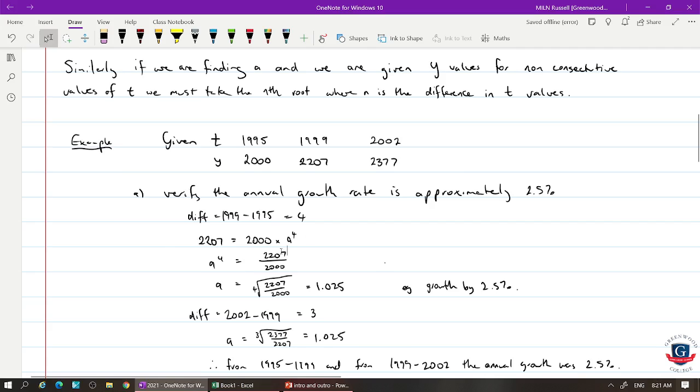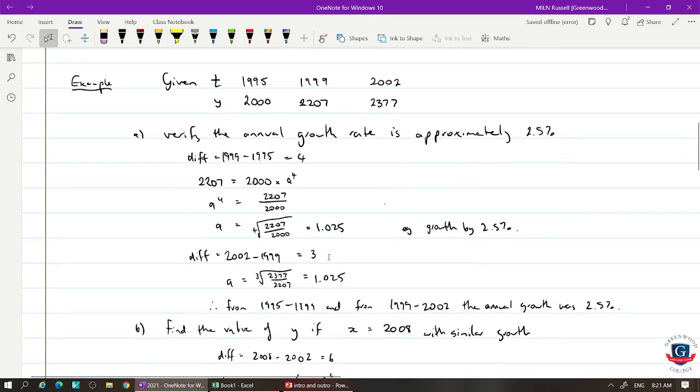So we can solve this, and that will tell us the growth rate, because we can solve for a with our calculator. A to the 4 equals 2207 divided by 2000, dividing both sides by 2000. Take the fourth root of both sides, and that will give us 1.025. And away we'll go. So there's our first one. And 1.025, we should know, is 2.5%. And the one in front indicates that it's increasing by 2.5%.